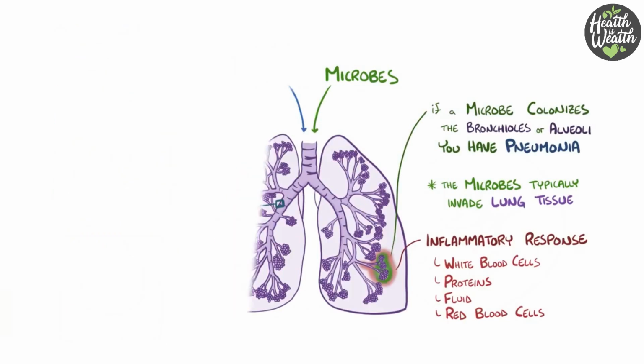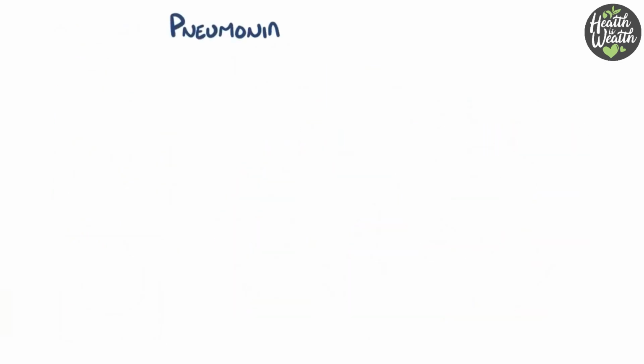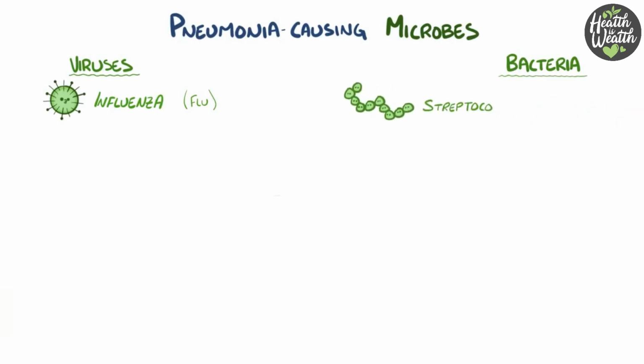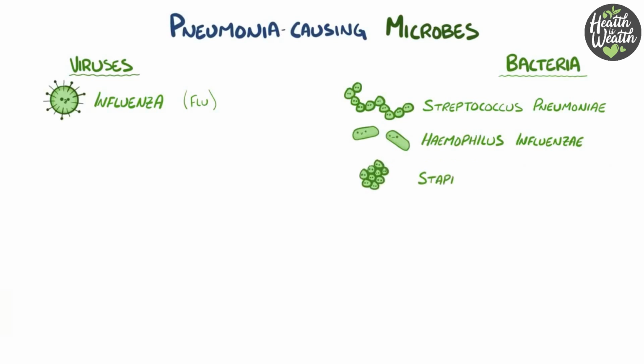Now there are lots of different pneumonia-causing microbes. Usually it's caused by viruses and bacteria. But it can also be caused by fungi as well as a special class of bacteria called mycobacteria. In adults, the most common viral cause of pneumonia is influenza, sometimes just called the flu. In adults, bacterial causes include Streptococcus pneumoniae, Haemophilus influenzae, and Staphylococcus aureus.